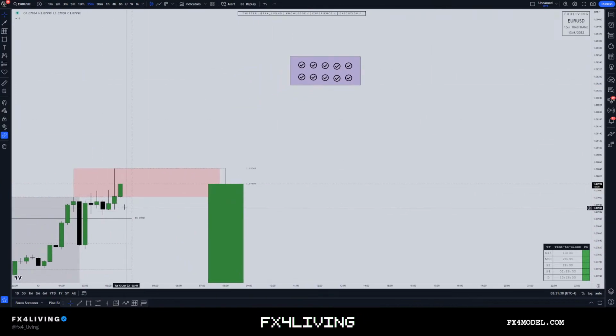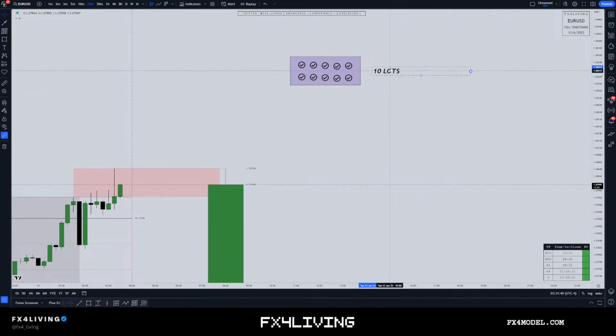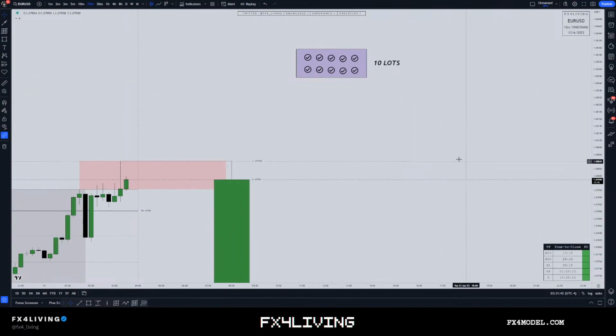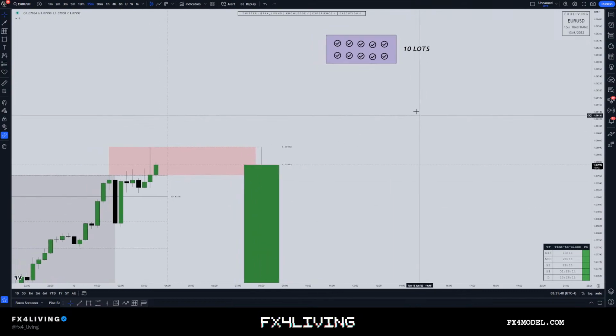Example, I took a short here, and this is, for example, a 10 lot. All right, let's go basic stuff. So this is 10 lot. I sell a 10 lot here, and I'm in profit, right? I'm in profit. Perfect.